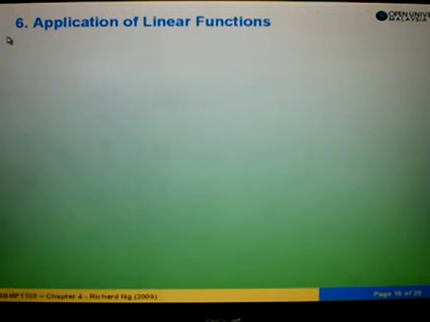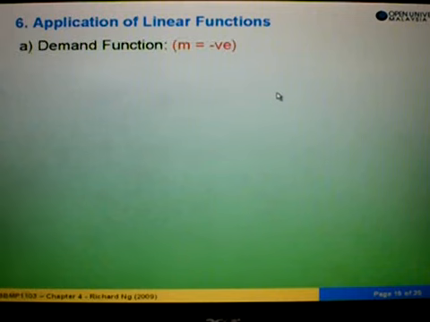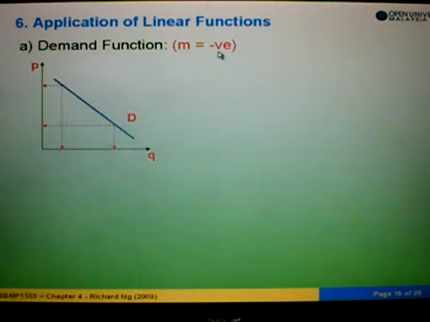Next we look at another topic, the application of linear functions. Alright. Now we can apply the linear function in the context of demand and supply curve. Right. Let's look at the demand curve. Alright. So the demand curve will have a gradient that is negative. Right. So the gradient of the demand curve is negative.